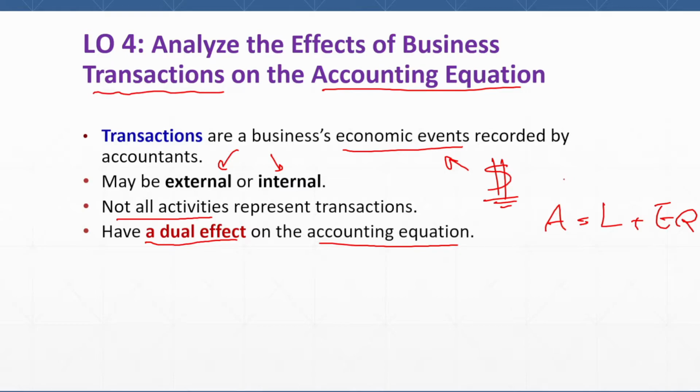The effects could be both on one side like this, or one effect could be on the left side of the equation and one effect on the right side of the equation. It all depends on the type of the transaction. In this class, our major focus is to learn how different transactions affect our accounting equation.